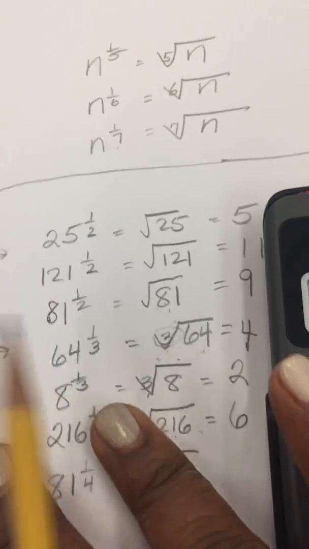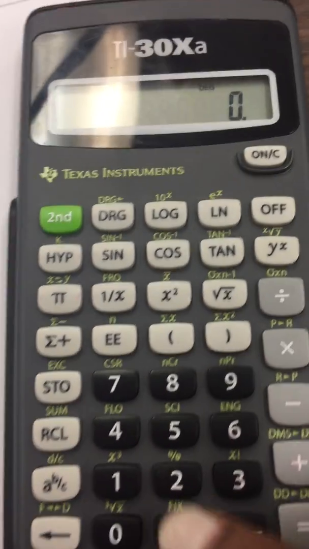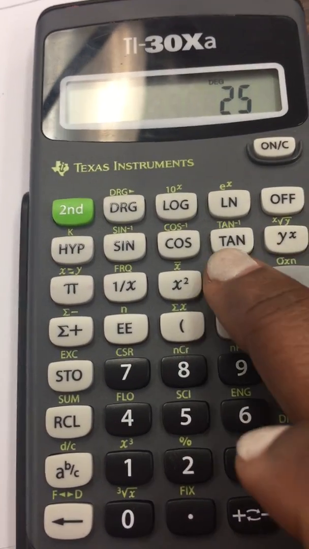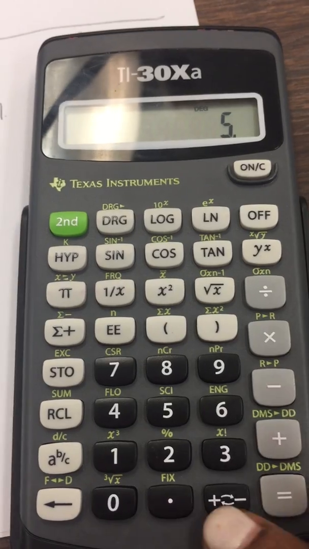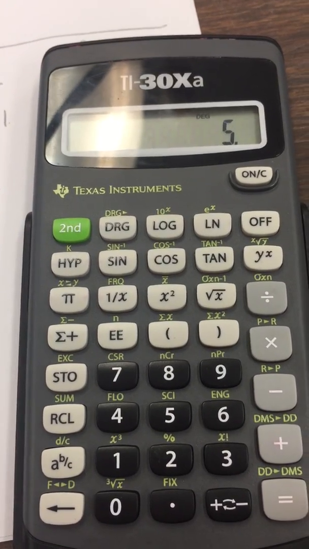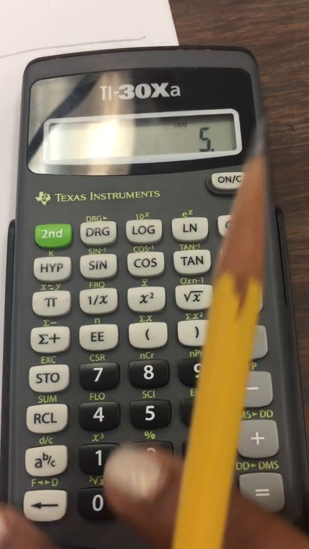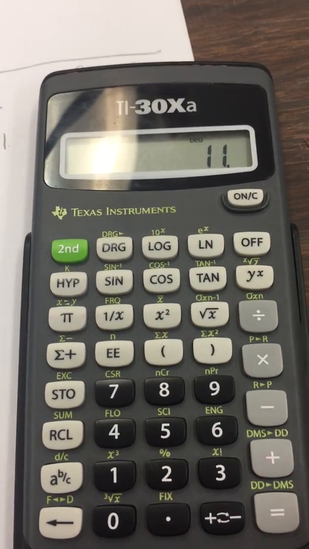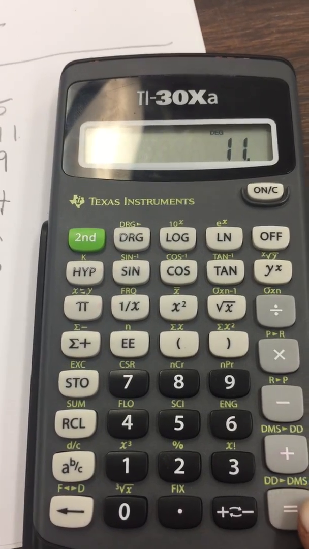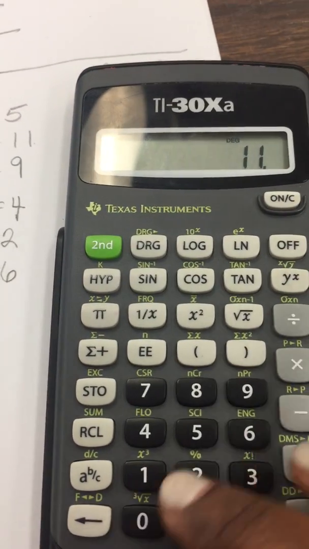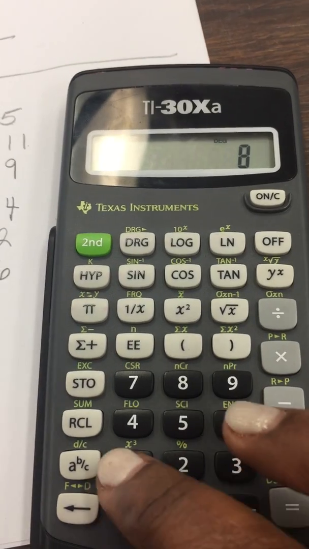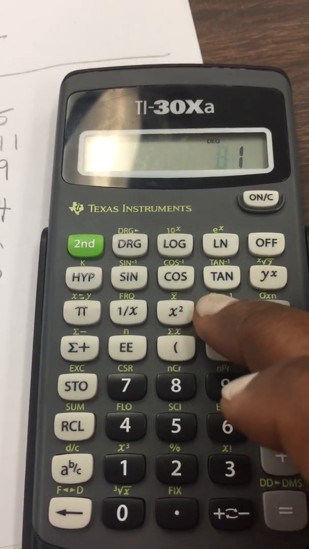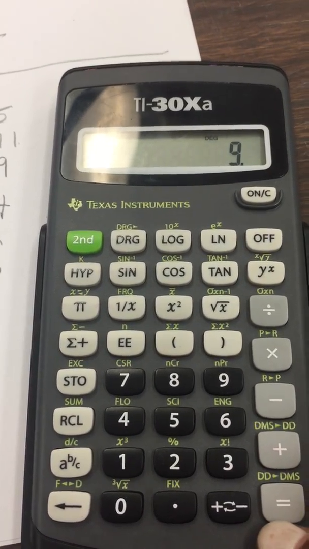Now, if I wanted to find the square root of 25, in my calculator I could just go 25 and take the square root, hit enter, and it'll tell me it's 5. Or 121, take the square root, and it'll tell me it's 11, okay? Or I could do 81, take the square root, and it'll tell me it's 9, okay?